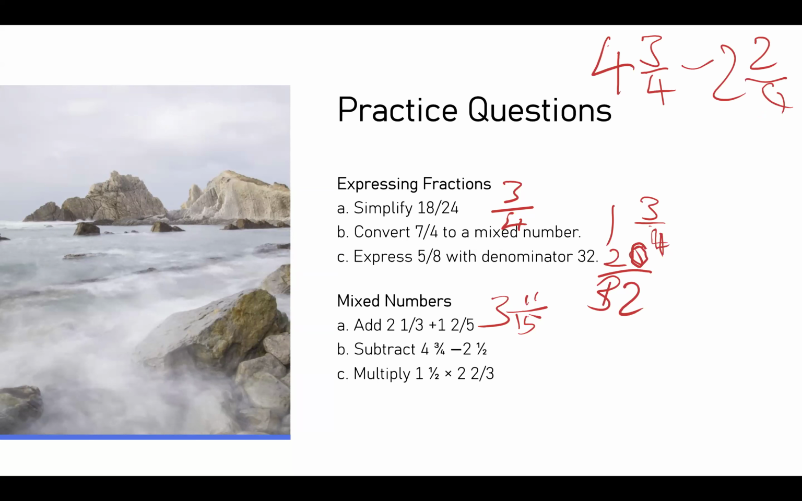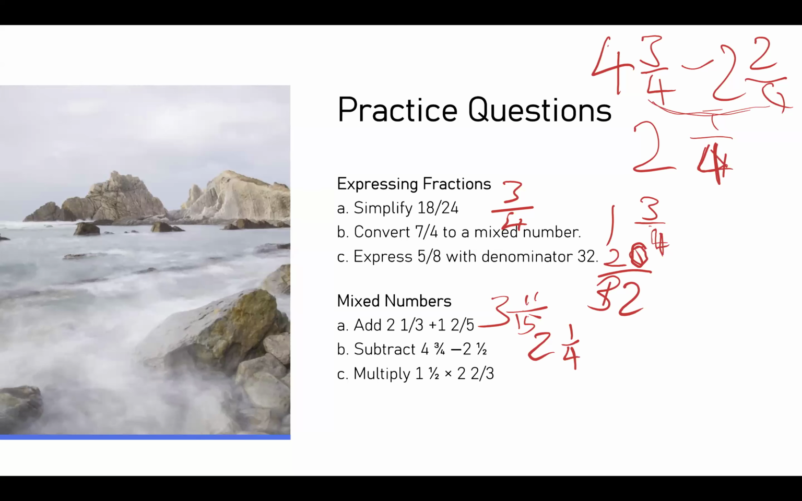So 4 take away 2 is 2, 3 take away 2 is 1. So 2 1/4 would be the answer. 2 1/4. So all we did was make the denominators equal in both fractions.